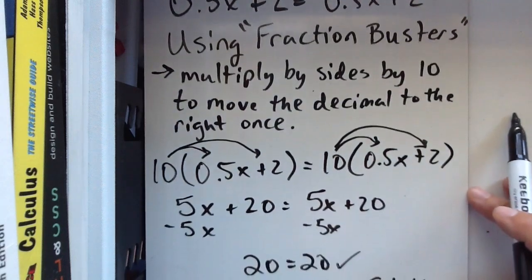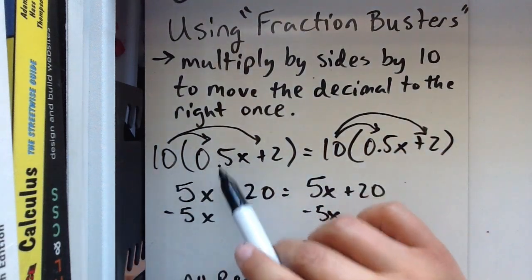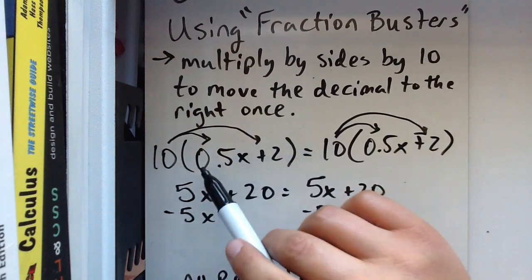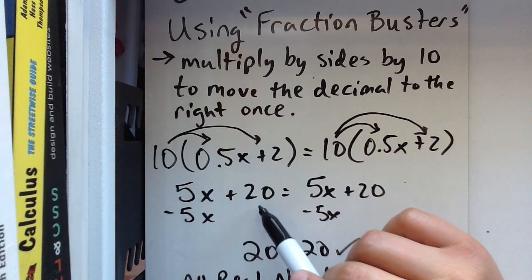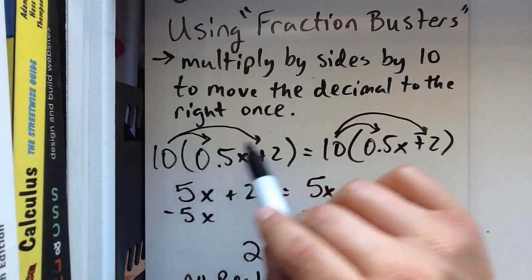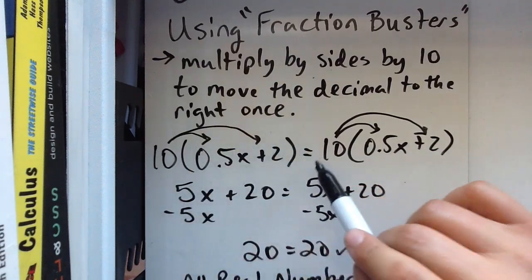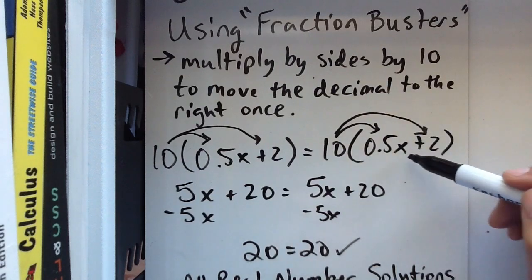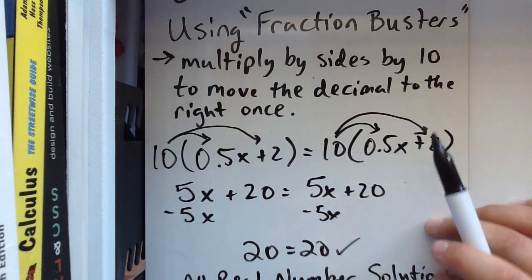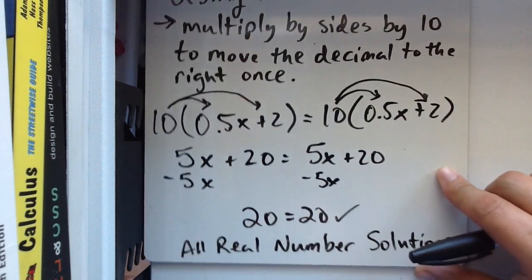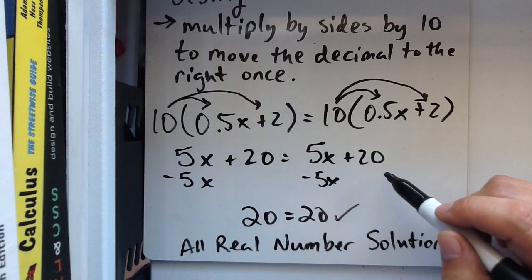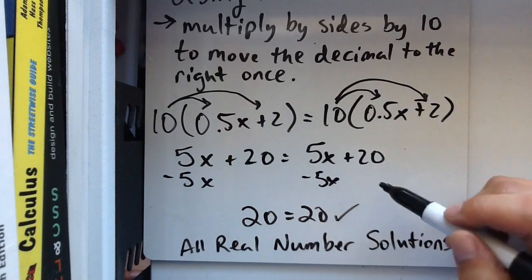So when I multiply both sides by 10, 10 times 1/2 becomes 5, right? Because 1/2 of 10 is 5. 10 times positive 2 is 20, right? Remember, when I'm multiplying by 10, I'm going to distribute this 10 here. Equals 10 times 1/2, we know that's 5x, plus 10 times 2 is 20. Now, I have a nice looking equation with integer coefficients and constants. I can go ahead and solve.